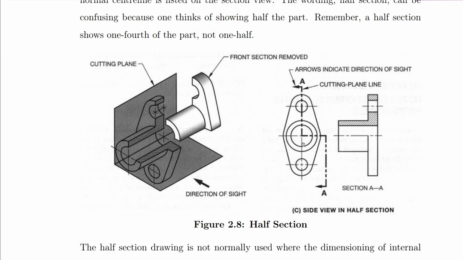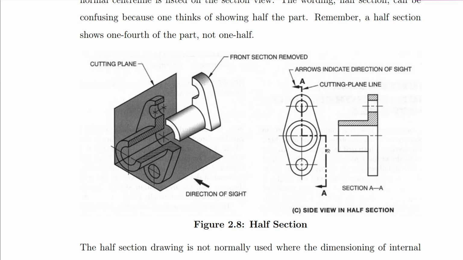So let's look at this case. Here in half section, the cutting plane goes through just one portion, halfway. It doesn't go through this completely. It goes halfway, then it deviates, and then it gets out of the part. And then let's look at the arrows. You see that cutting plane A-A goes through the object and removes a portion of it. So here we are taking this portion away, and viewing from this direction here.